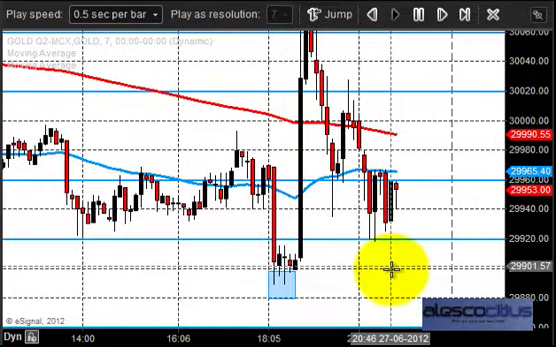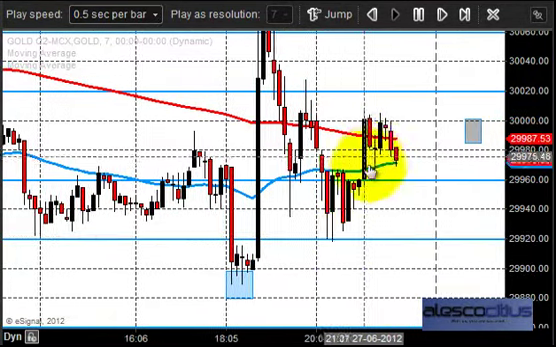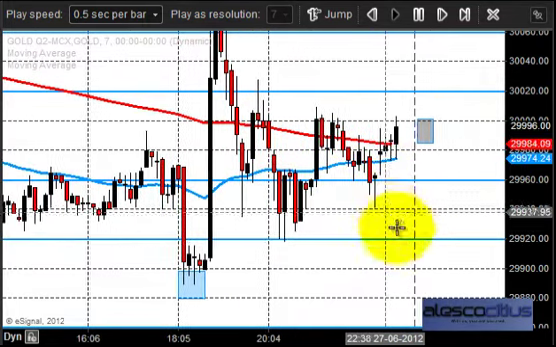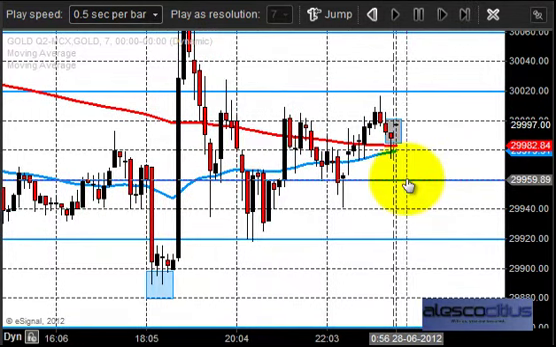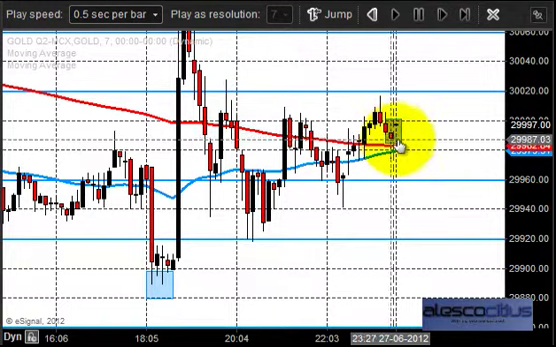And the market came down and tested 29,920 and as always, at the end of the trading session, the market consolidated around the zone of 29,960s, and it closed around 29,990, around 30,000 we can say approximately.